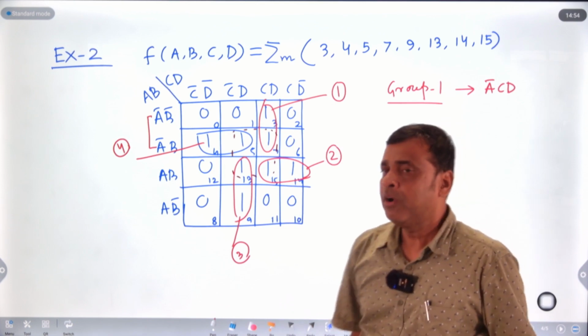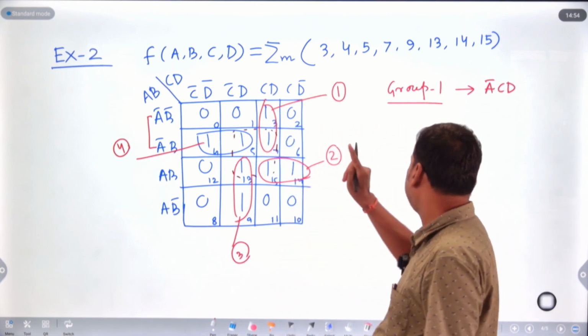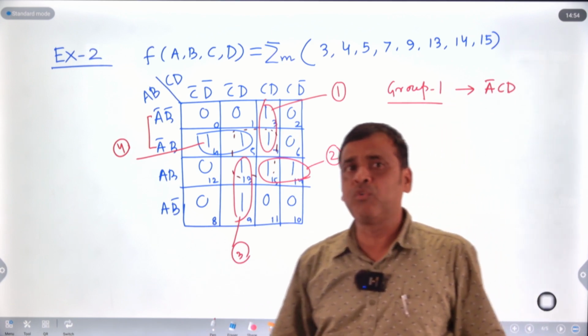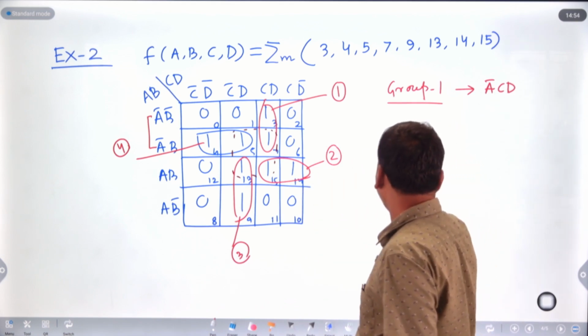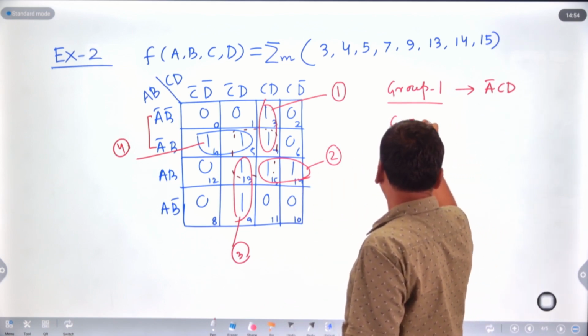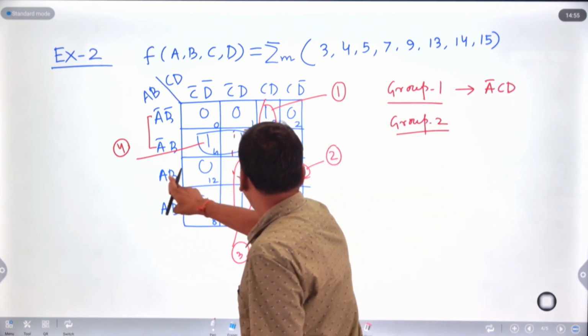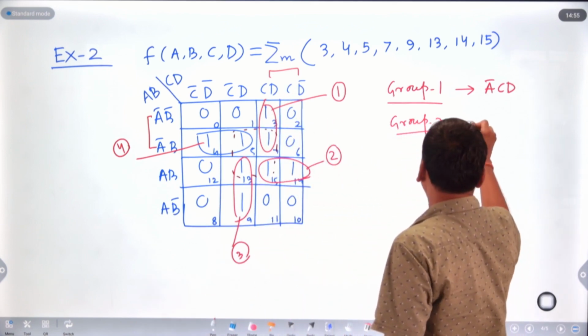In pairing, one variable will be reduced. Out of 4 variables, 1 variable will be reduced, and we will get only 3 variables, either in true form or complementary form. So that's why it will be A bar CD. Similarly, in group 2, here that is AB, here AB, and here the common is C. That is your ABC.